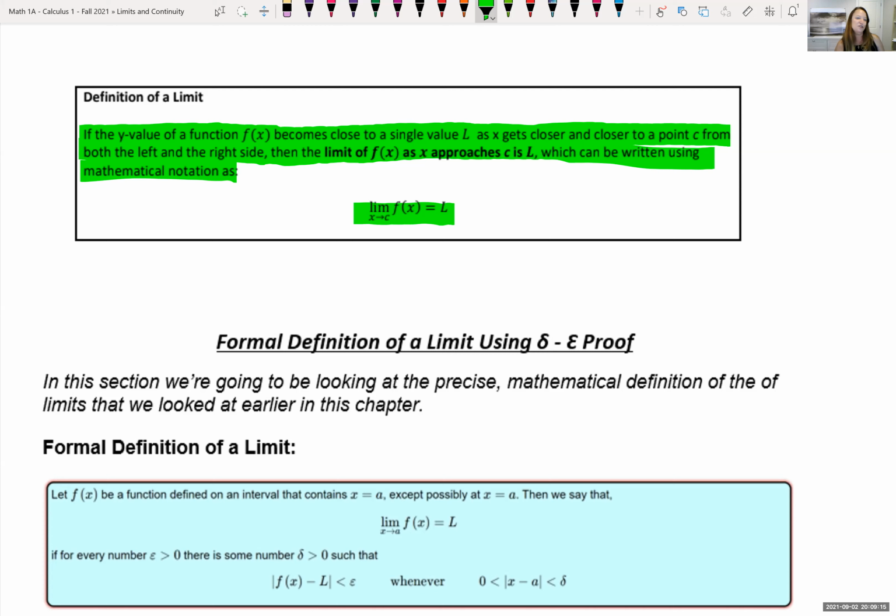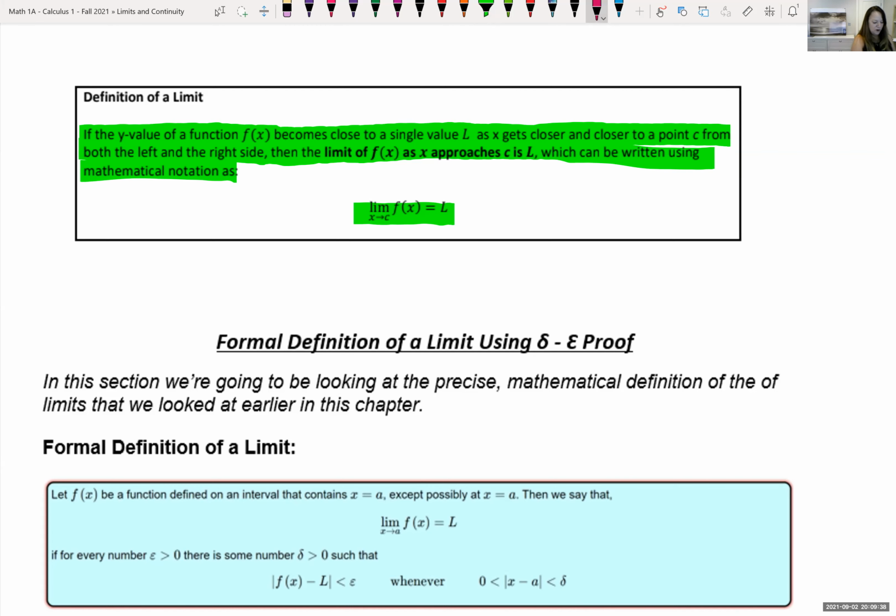So we've been using this definition of getting closer and closer and closer, getting really close. And that is basically what we're doing, but let's get a more precise definition mathematically of how we can write this. Okay.